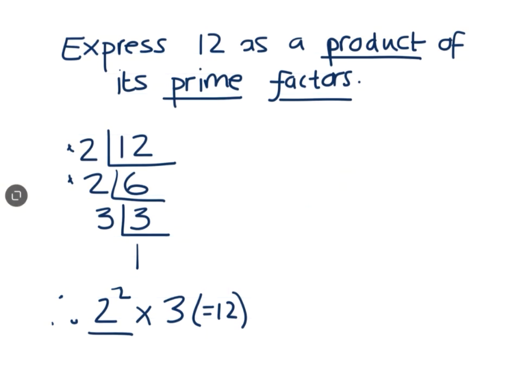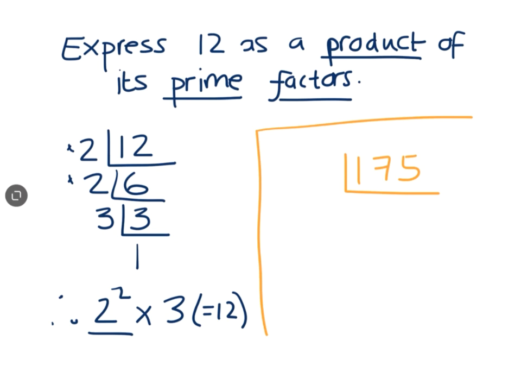If we want to do another example, if we want to express the number 175 as a product of its prime factors, let's first divide 175 by 5, because we know that 5 will fit into 175 because it ends in a 5, and we know that 5 is a prime number. 5 into 1 doesn't go, so 5 into 17 goes 3 times, and there's a remainder of 2. 5 fits into 25 5 times. So 175 divided by 5 gives us 35.